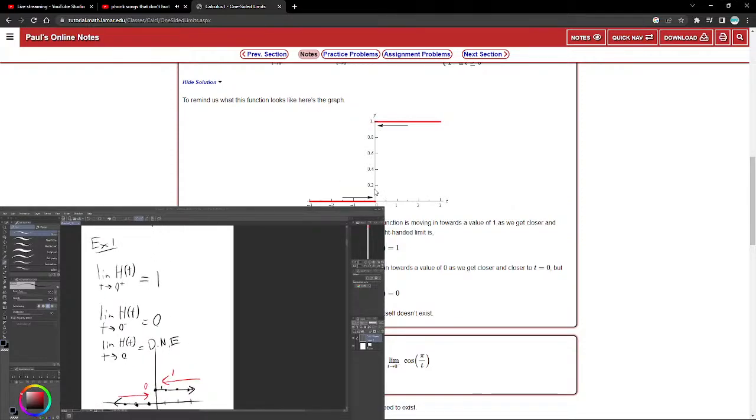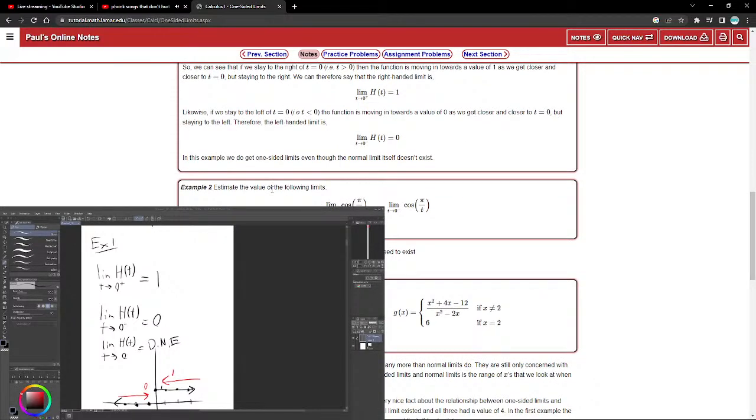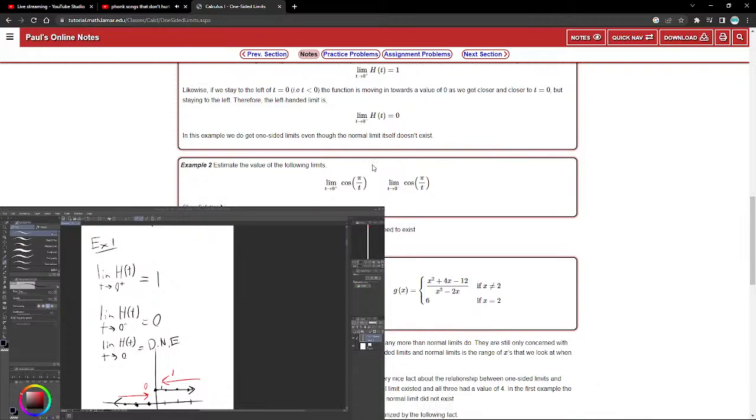Likewise, if we stay to the left of t equals 0, i.e. t is less than 0, the function is moving in towards a value of 0 as we get closer and closer to t equals 0, but staying to the left. Therefore, the left-hand limit is 0. In this example, we do get one-sided limits even though the normal limit doesn't exist.